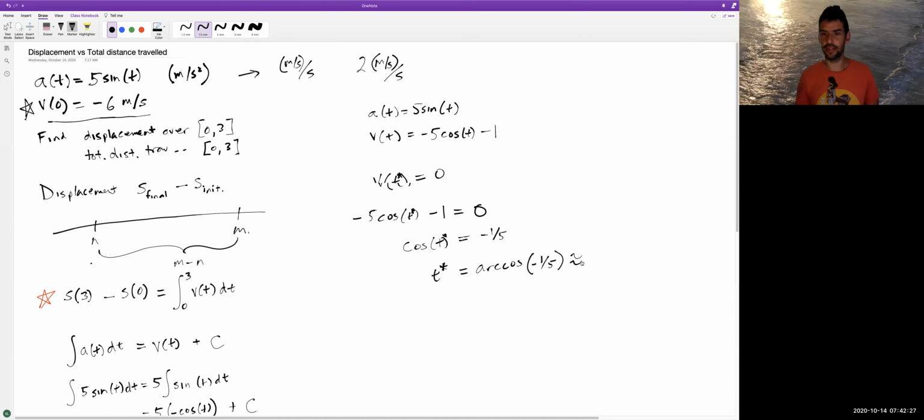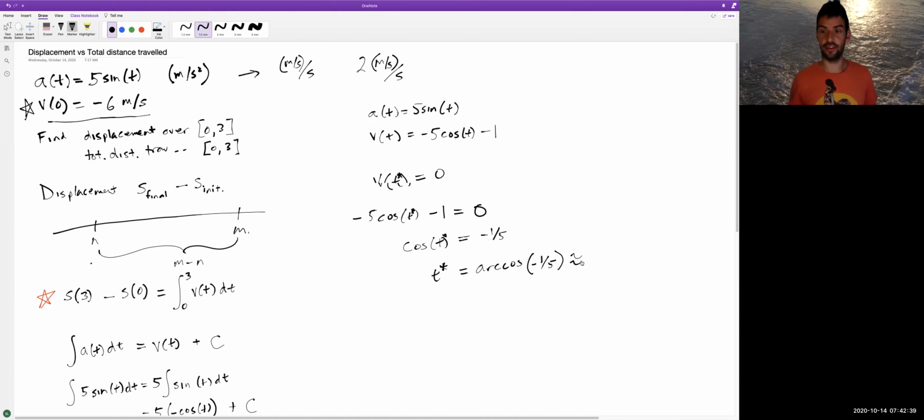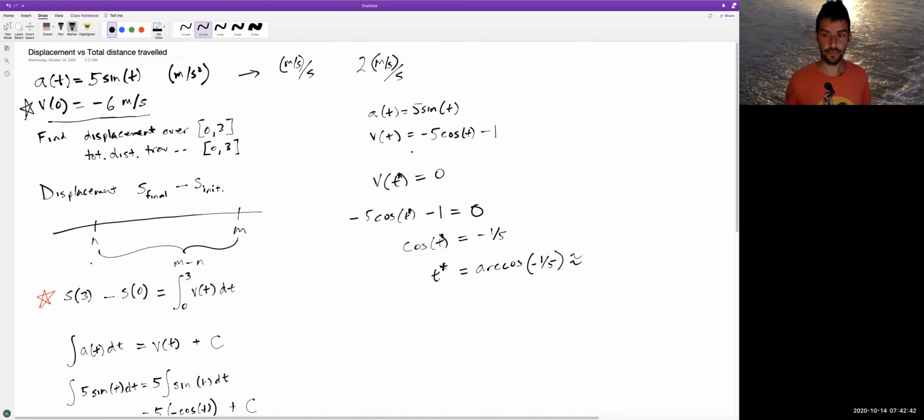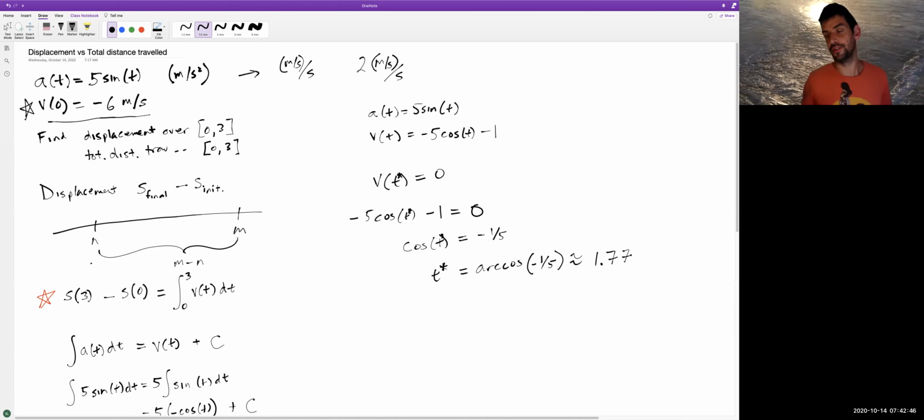And I can give this an approximation. I think it was like -0.7 or something. Oh no, sorry, that couldn't be right. And then it's in the positive realm. We'll call it 1.77. All right, so approximately 1.77.